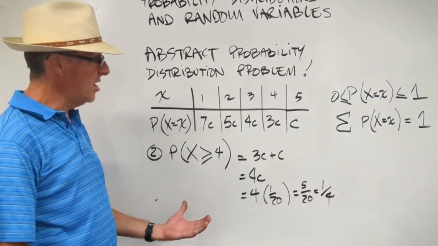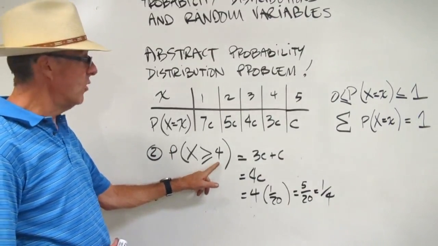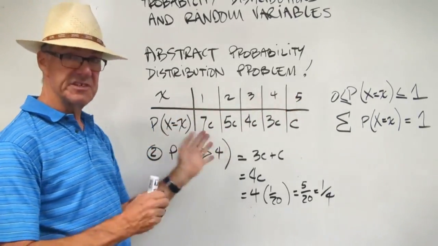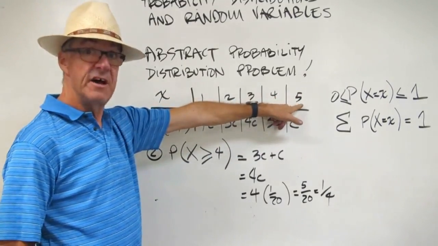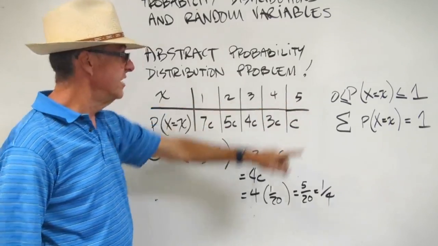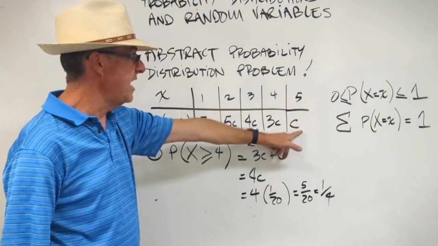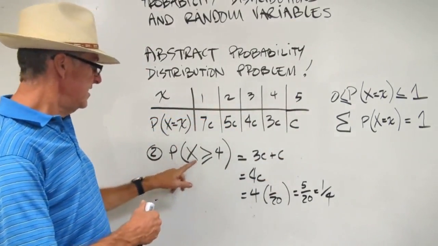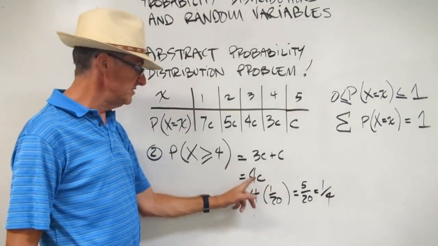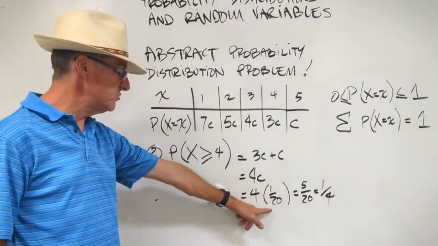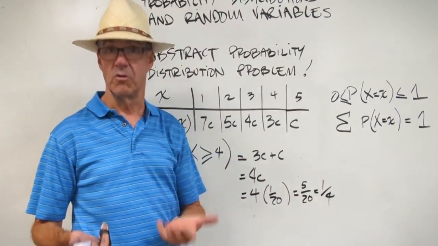So we know from our example that we need to have the outcome be greater than or equal to 4. So whatever this example is in reality, we're only interested in the 4 and the 5 as our little x, our lowercase x. So the probabilities of those, for the 4 we have a 3C, and for the 5 we have a C. So the probability that uppercase X is greater than or equal to 4 is going to be 3C plus C, which is 4C. And since we know that C is 1/20th, it's 4 times 1/20th, 4/20ths, which is 1/5.